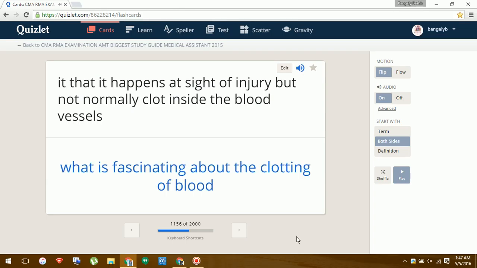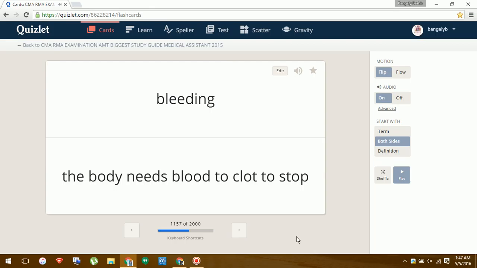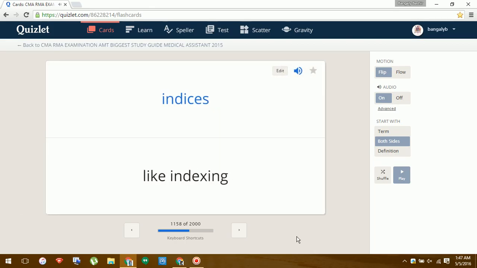What is fascinating about the clotting of blood? Bleeding. The body needs blood to clot to stop. Indices. Like indexing.